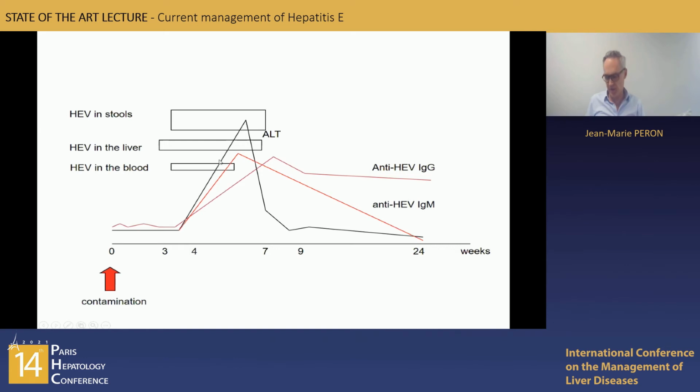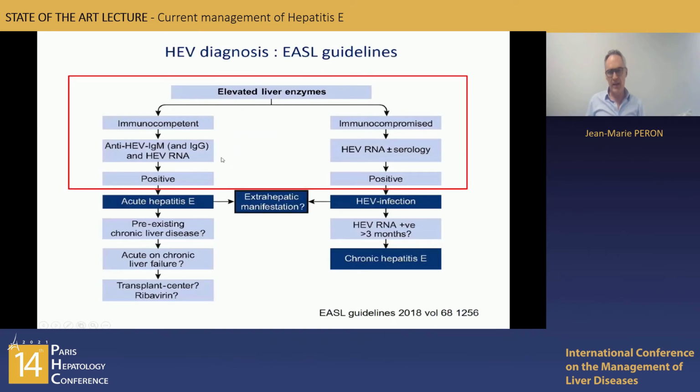So the EASL guidelines for the diagnosis of HEV in patients with elevated liver enzymes, if they're immunocompetent, the gold standard is to do serology and PCR testing. But if you have no access to PCR testing, the serology is very useful. In immunocompromised patients, then you have to do PCR testing because serology is often falsely negative.